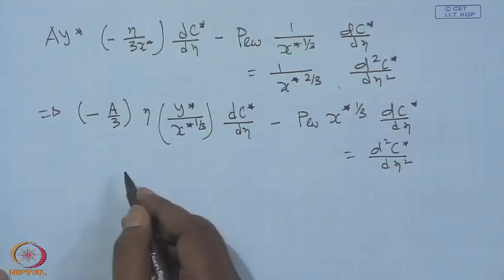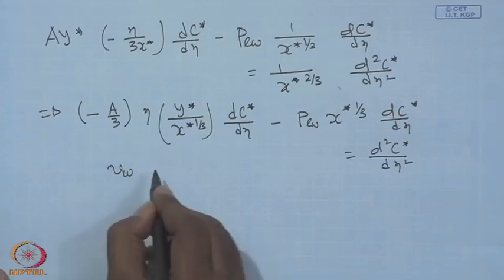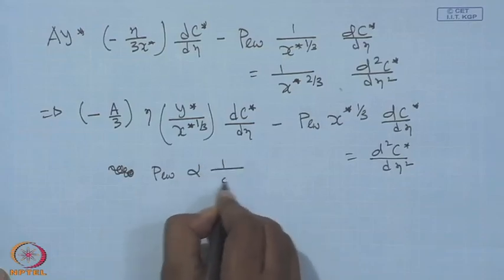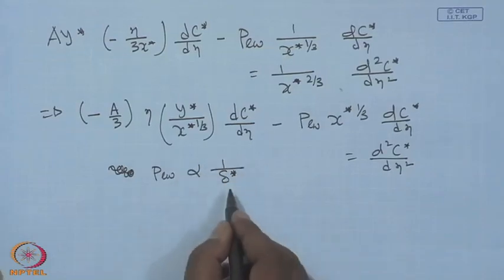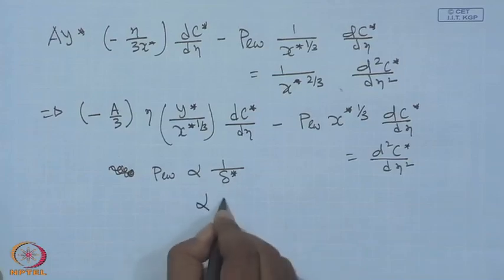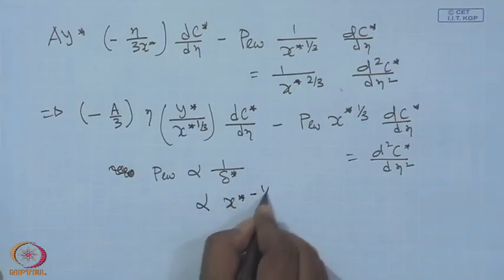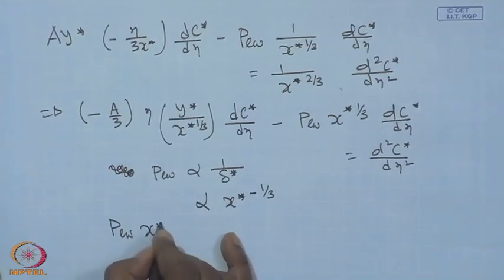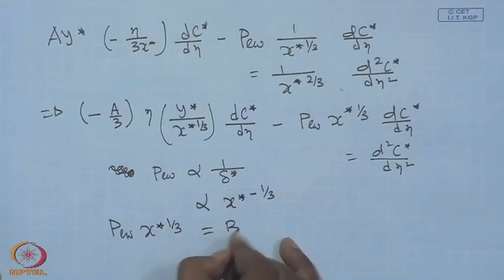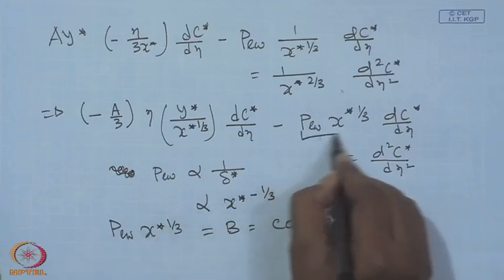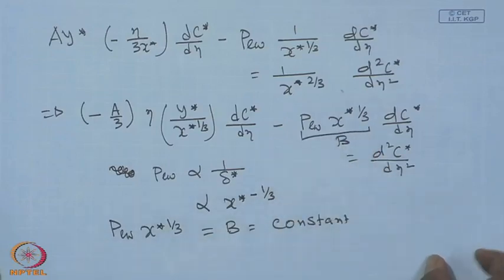Now, we have seen that V w, the non-dimensional permeate flux, is inversely proportional to the thickness of the boundary layer. The greater the thickness of the boundary layer, the less flux you are going to get, but delta star is proportional to 1 over x star to the power 1 upon 3. So, therefore, Pe w x star to the power 1 upon 3 is a constant, and let us call this constant B. So, the whole thing becomes a constant B, and let us see what we get.